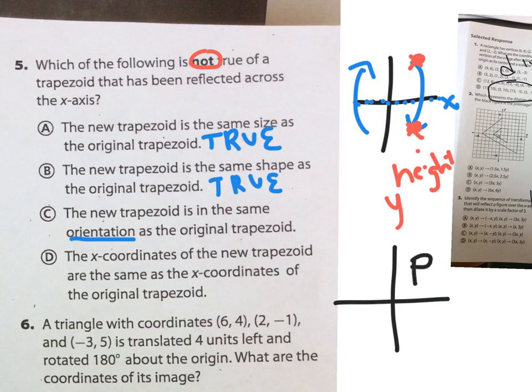And then it says that we're going to worry about the orientation. Now, if we reflect this across the x-axis, remember that's this axis right here, that means P prime would look like that. So now I look, the direction has changed. Originally P was a P, but now P is a B. So this one is the one that is false. It does not stay the same orientation.